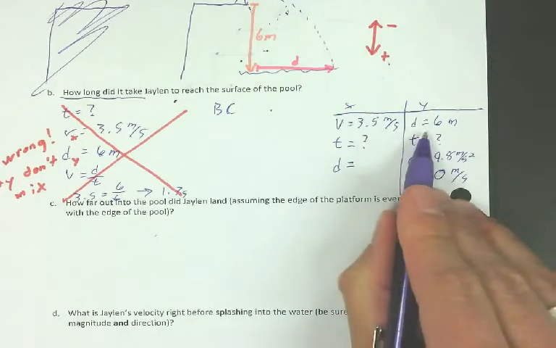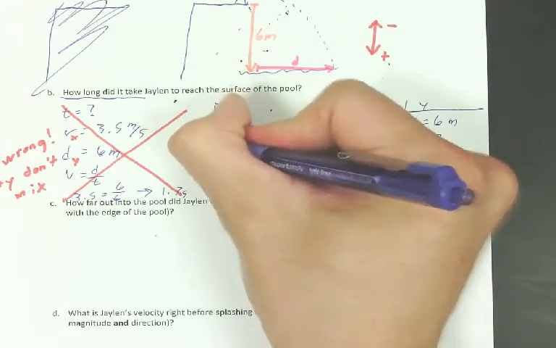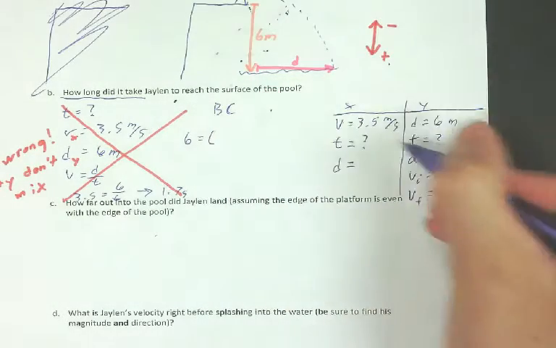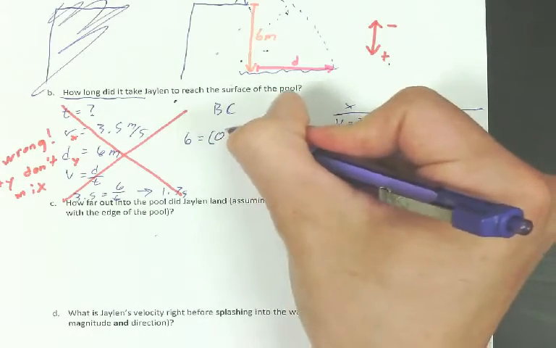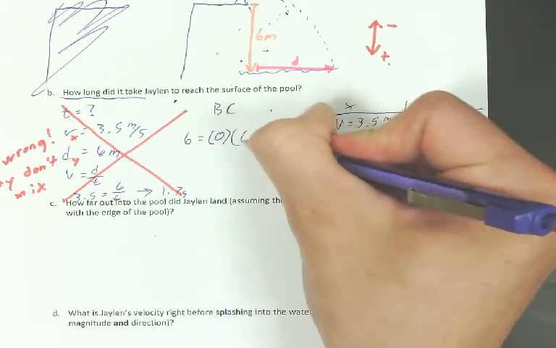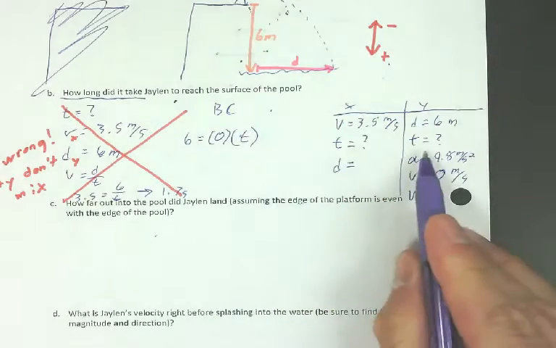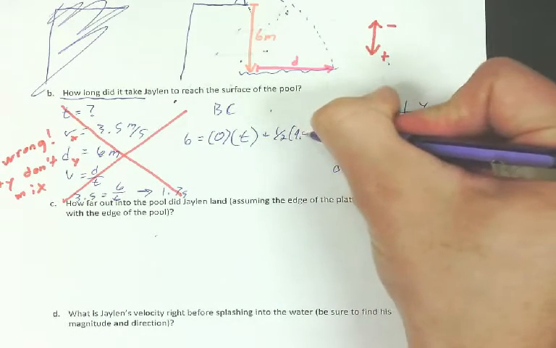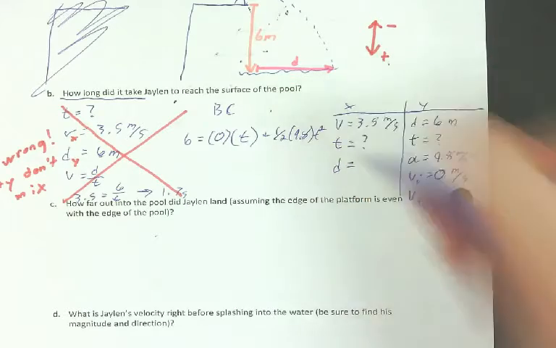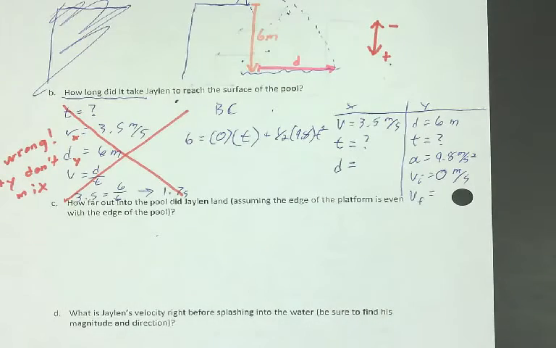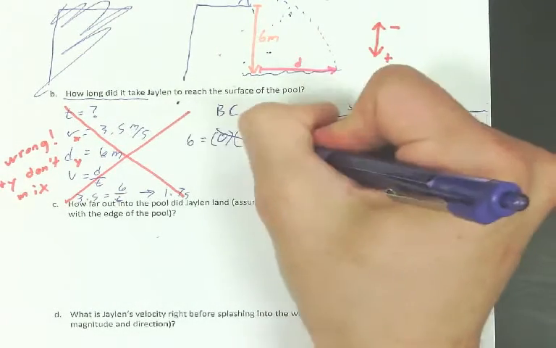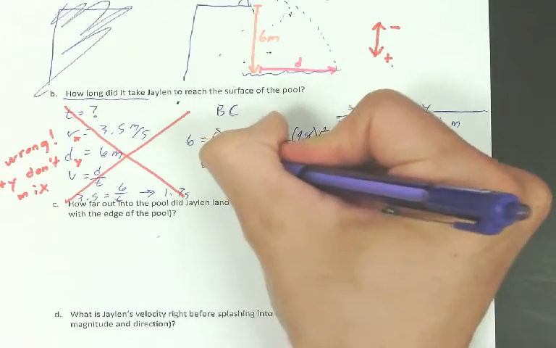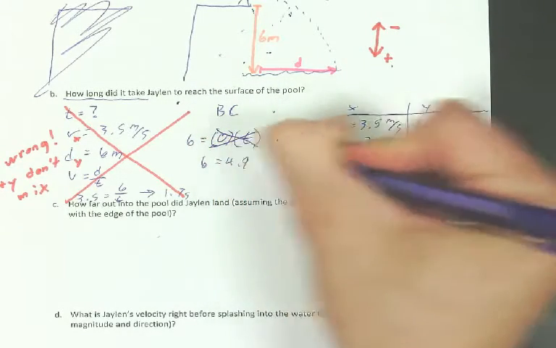So I'm using my y displacement of 6. I'm using my y velocity of 0, not the 3.5. I'm using only y numbers. I'm using t, plus 1/2 times a, which is 9.8, times t squared. So 0 times anything is 0. Half of 9.8 is 4.9, so you get 6 equals 4.9 t squared.